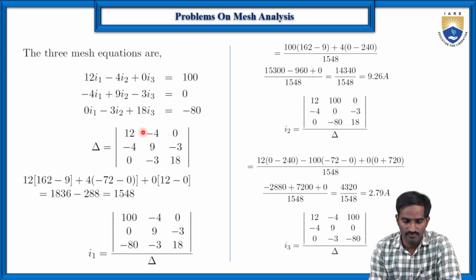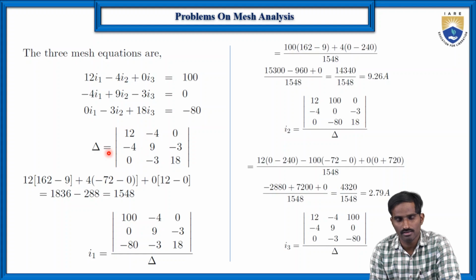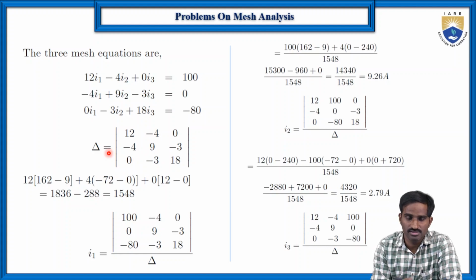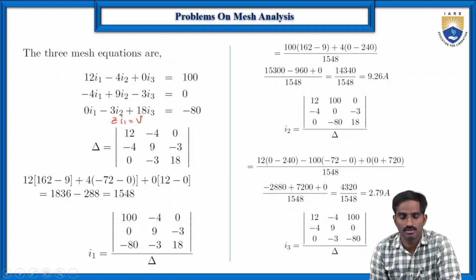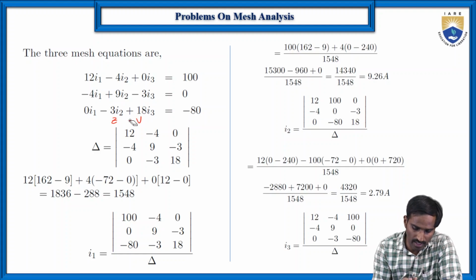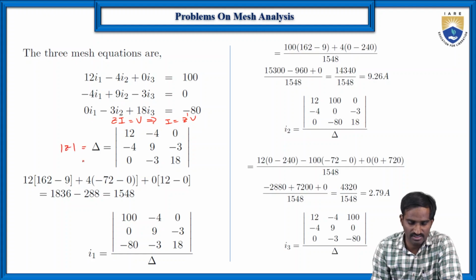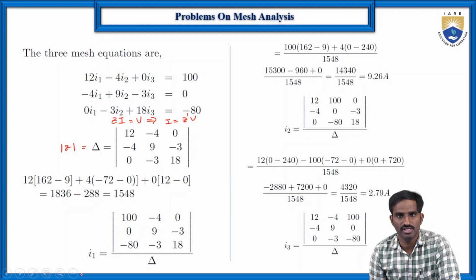Then again, first write this equation into the matrix form. So first let us consider delta, as we saw in the previous problem. The same way here also we can write Z into I is equal to V. So that I is equal to Z inverse V. Here delta represents the determinant of Z.